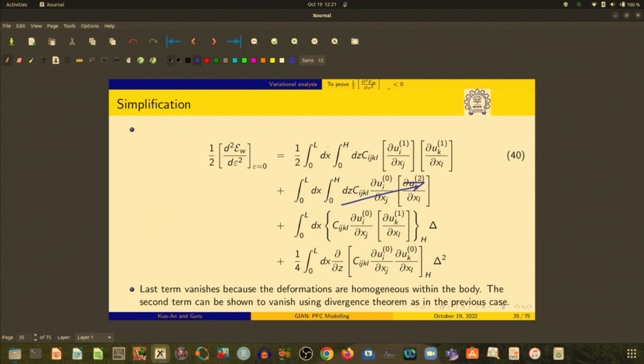Okay. Now, the third term has this dou u_k^1 by dou x_l, but you look at the last term, that is dou sigma_ij^0 by dou x_j and dou u_k^0 by dou x_l.